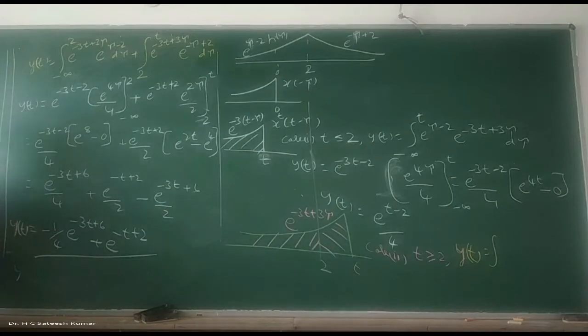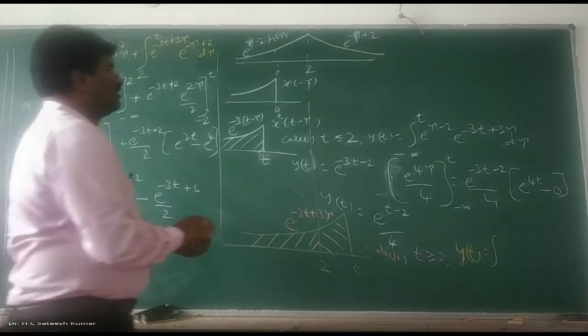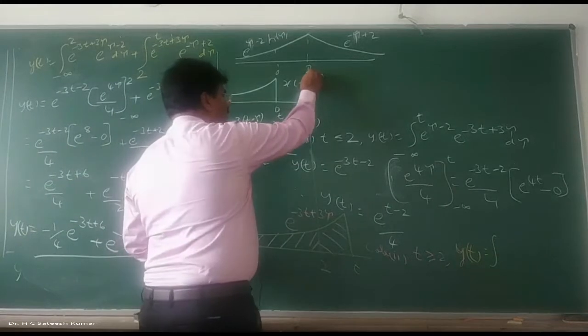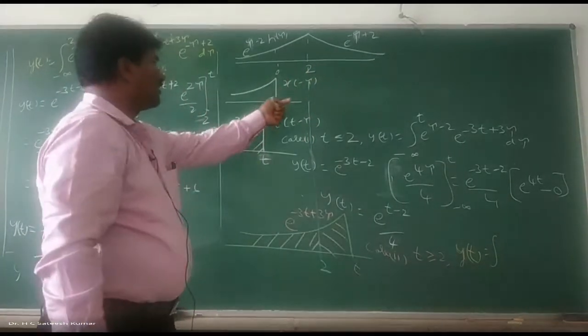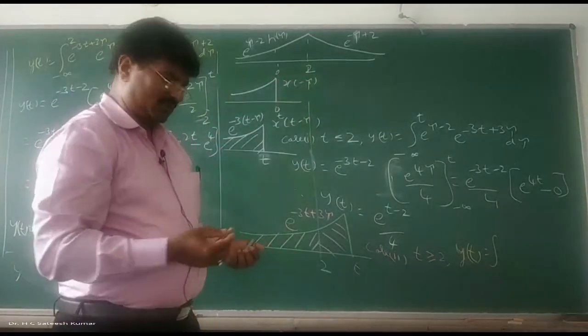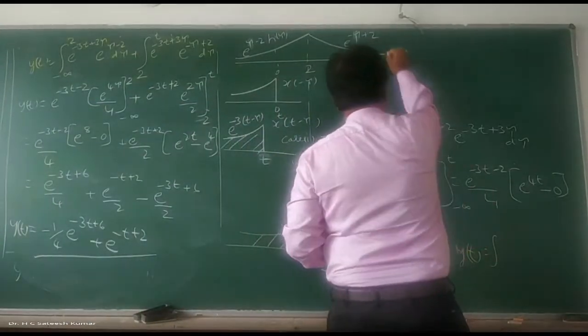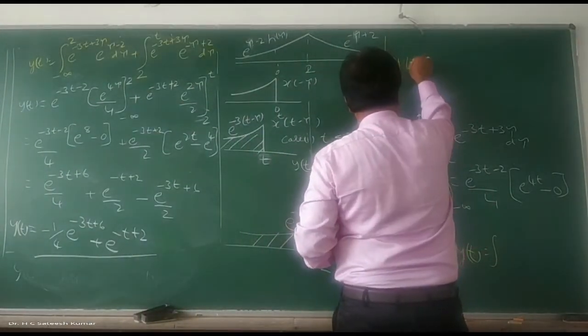That's what the mistake was. Instead of taking up to 2, I have taken only up to 0. I have not observed; by mistake, I have taken this one as 0. So that's what I did in the last class. Okay, I'll summarize the answer.